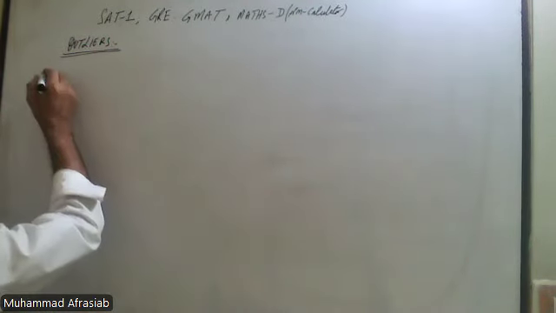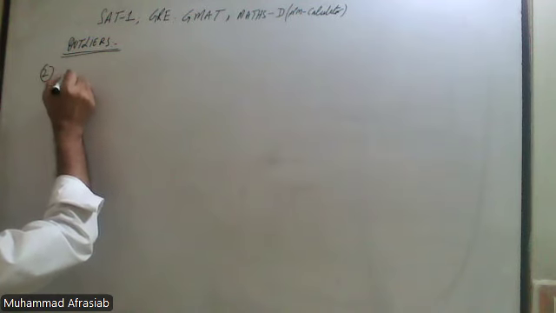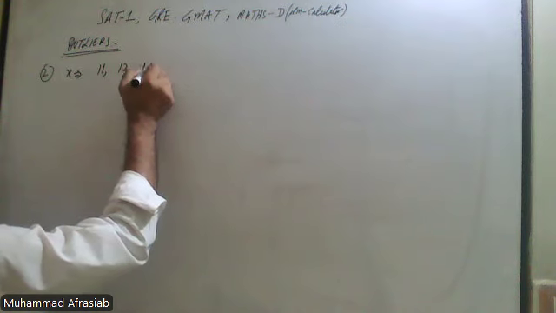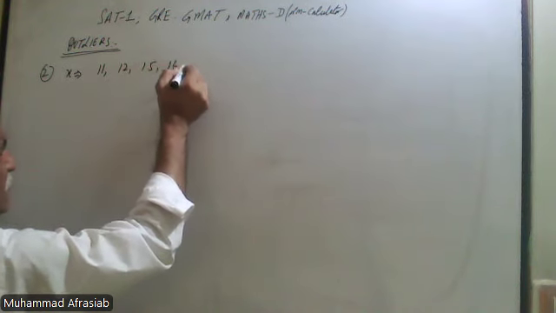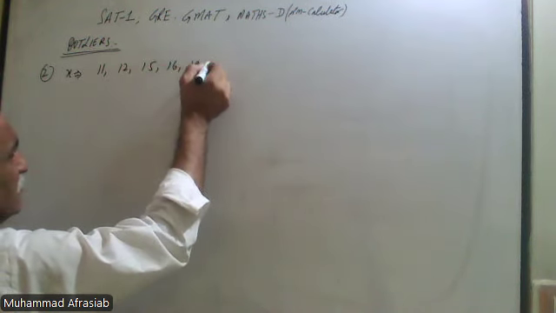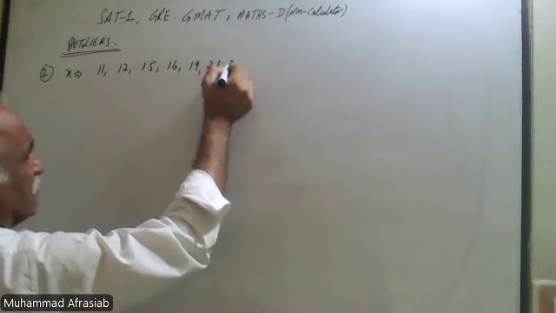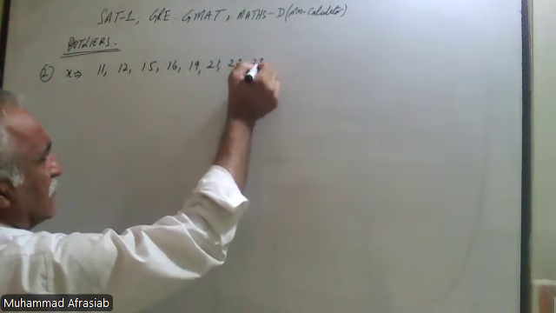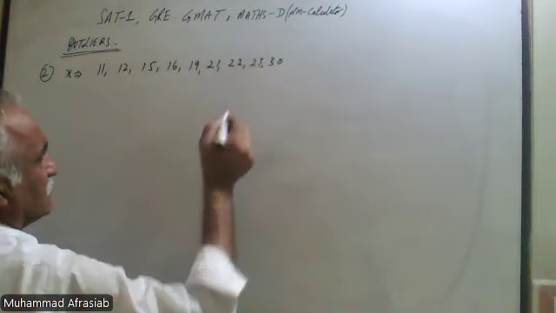Let's say the second example, we can take it for this observation: 11, 12, 15, 16, 19, 21, 22, 23, and 30. So now we can find out the outliers of this data.